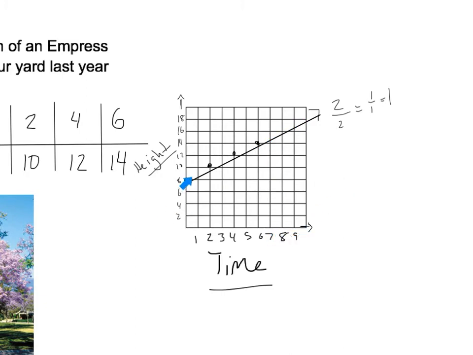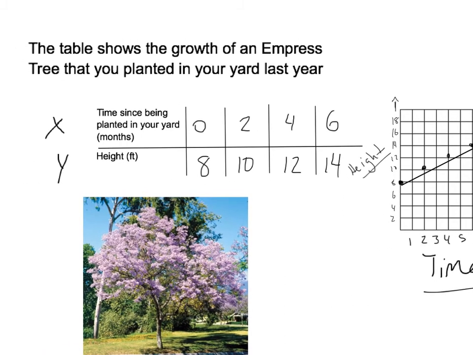However, I don't put an arrow here because how could I know the tree at -1 month, since it's been in my yard? That doesn't really make any sense because this table is only for the height of the tree since it's been planted in your yard. It's not for the height before. So you bought it at a nursery and it was how tall? Well, it'd be 8 feet tall because 0 months since you bought it, it was 8 feet tall.